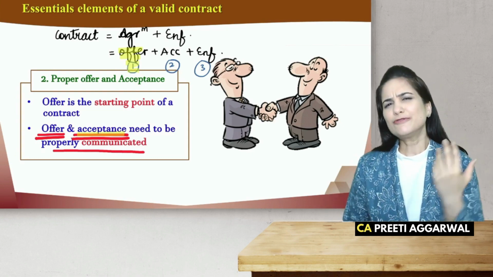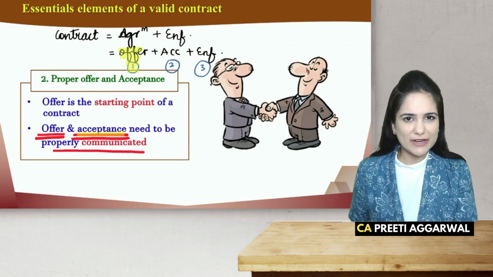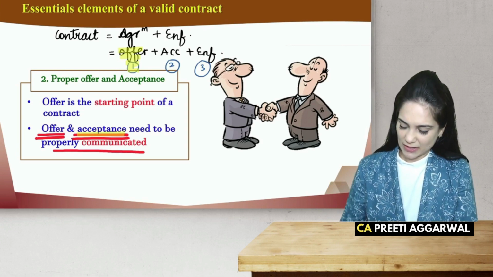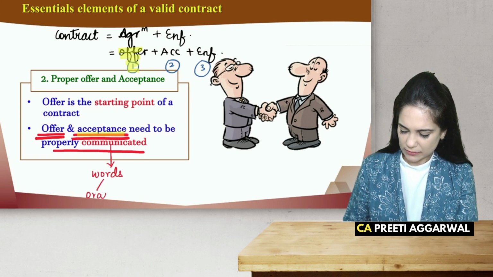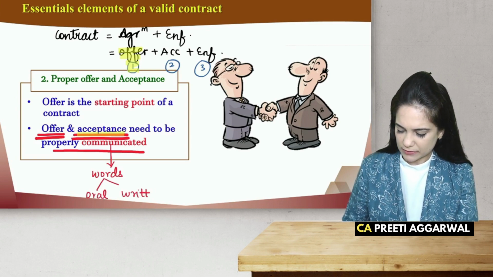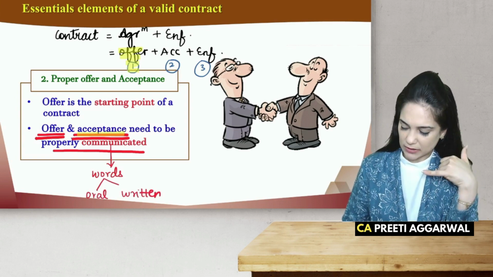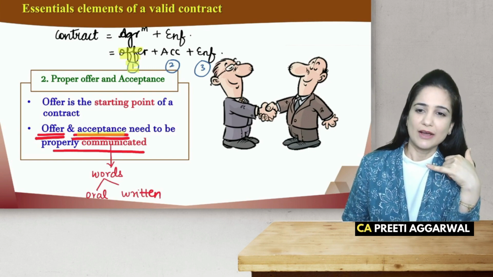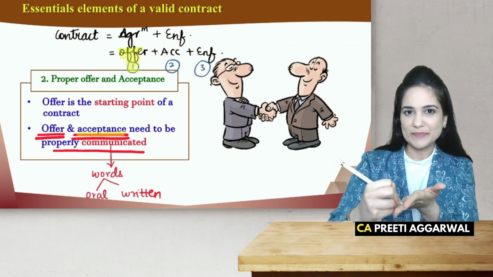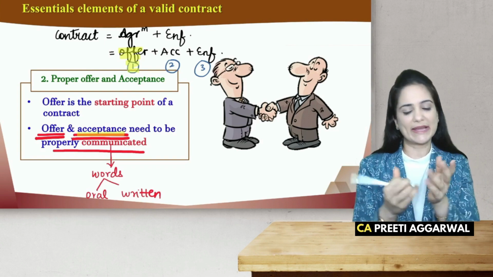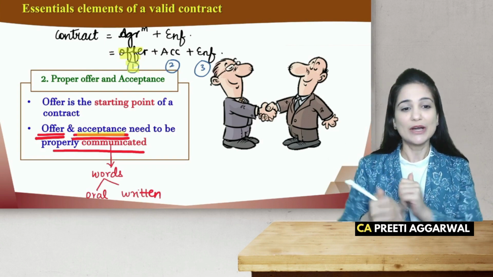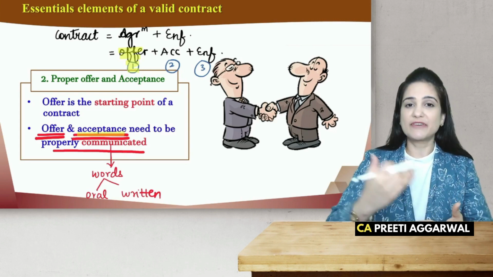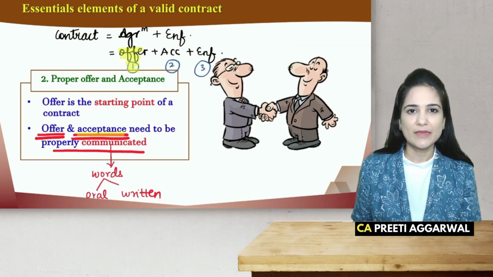Now, how will we communicate this offer or acceptance? You can use words, either oral or written. I can call that person, do you want to buy my flat? Or I can write a letter, I can write an email, or I can text on WhatsApp, do you want to buy my flat? Let's meet and talk. You can meet that person face to face and give the offer.